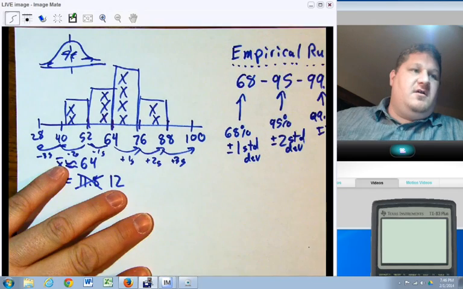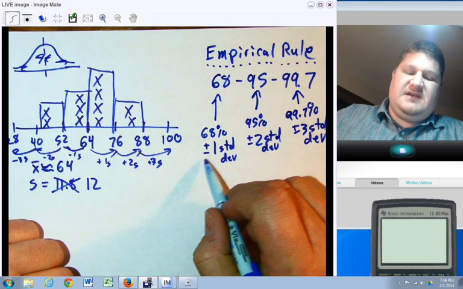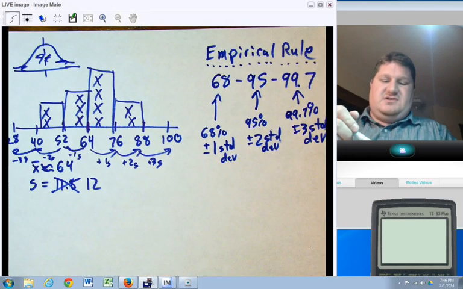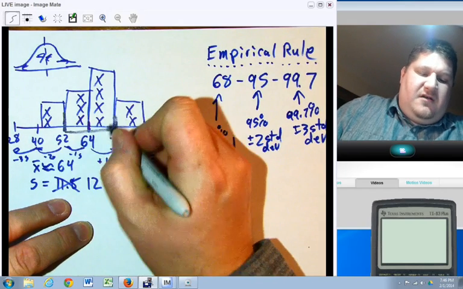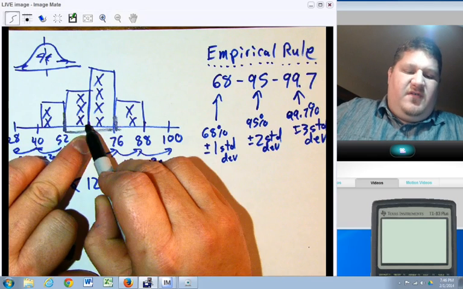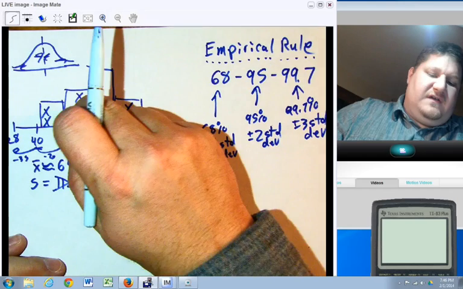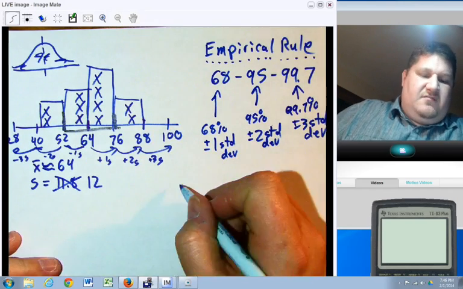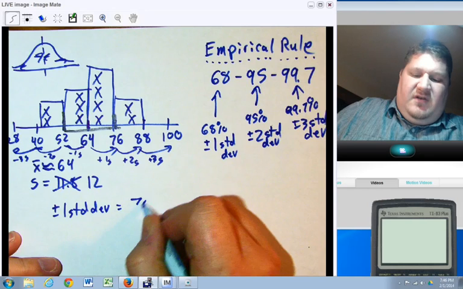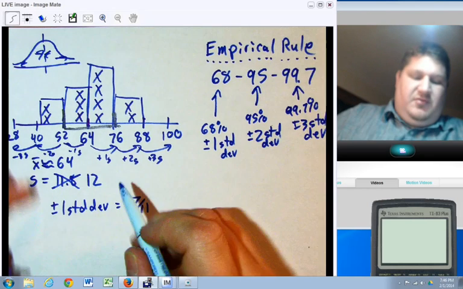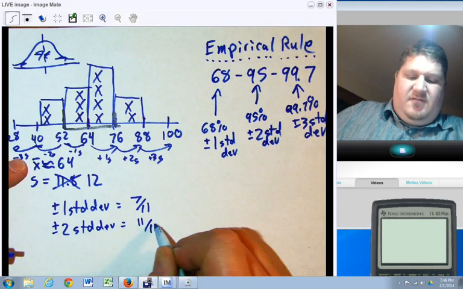Now, remember our empirical rule. We expected 68% to fall within plus or minus 1 standard deviation. So if I have plus or minus 1 standard deviation, that is from here to here. So I go the middle plus the 12, the middle minus the 12. And I come up with 1, 2, 3, 4, 5, 6, 7. So in the plus or minus 1 standard deviation, I come up with 7 out of 11. In plus or minus 2 standard deviations, I come up with 11 out of 11.